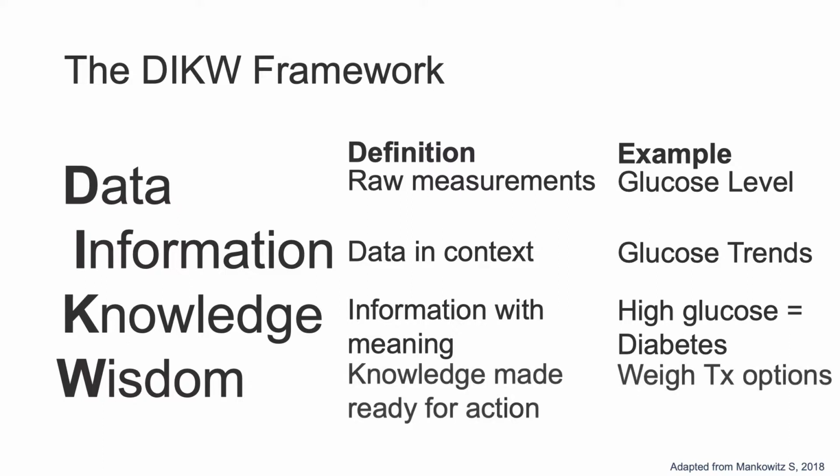And then finally, we have wisdom at the highest level. That would represent something like knowledge made ready for action. What are the treatment options here? Given the patient's particular biology, but also their response to therapy, but also their specific sociological or socioeconomic status, what's the right thing to do for this patient?